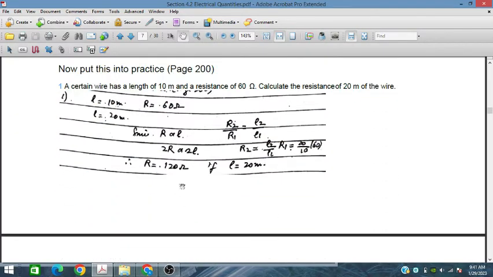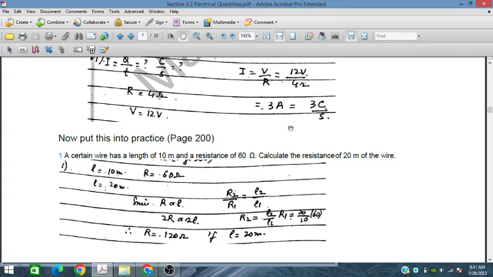Now put this into practice, because I is equal to Q upon T. So this is Q and this is T, so coulombs and seconds. So from this equation, now put this into practice.